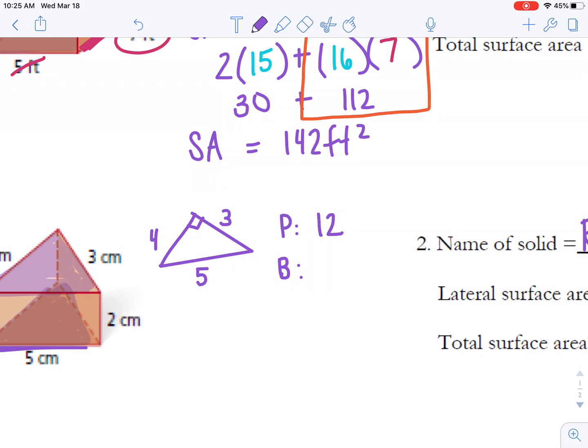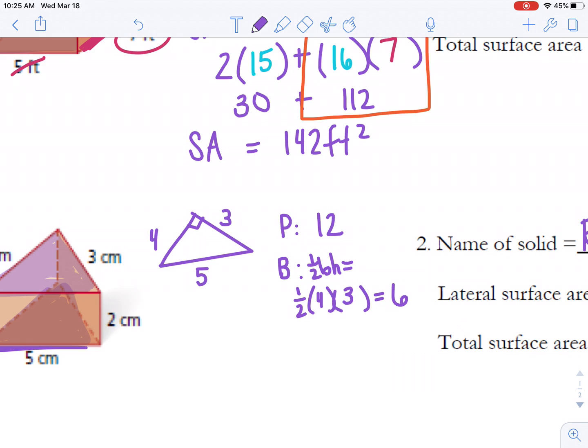The area of our base is the area of a triangle, 1/2 base times height. So for the area of a triangle, the base and the height have to be the perpendicular segments. For us, the perpendicular segments are the legs of our right triangle, the 4 and the 3. So the area of our base is 6.